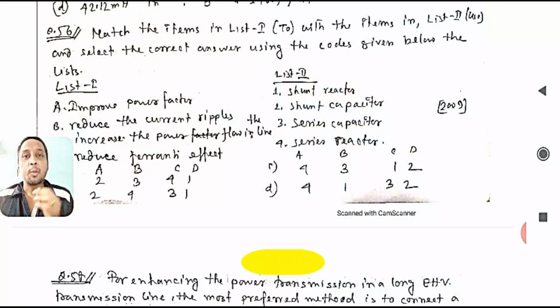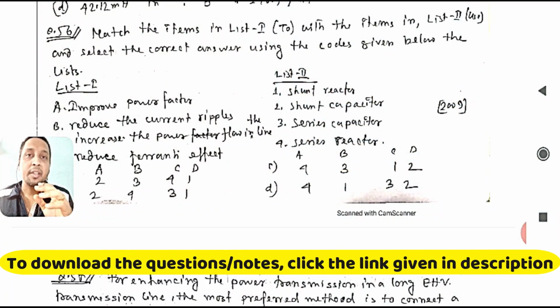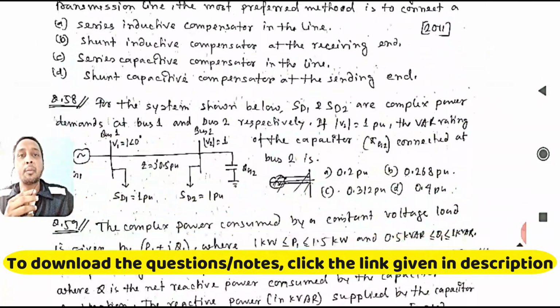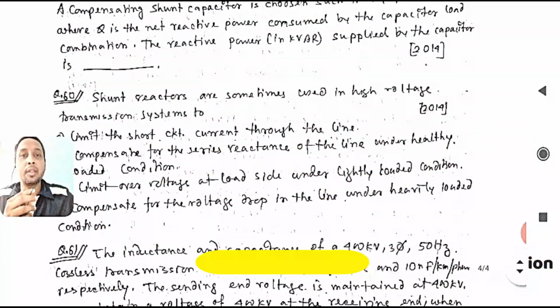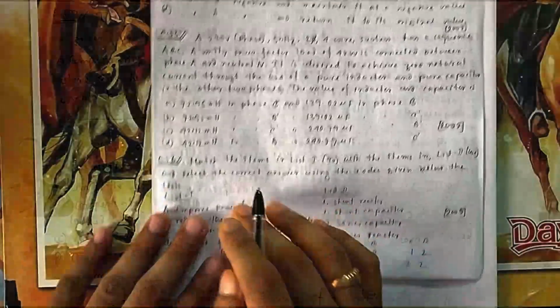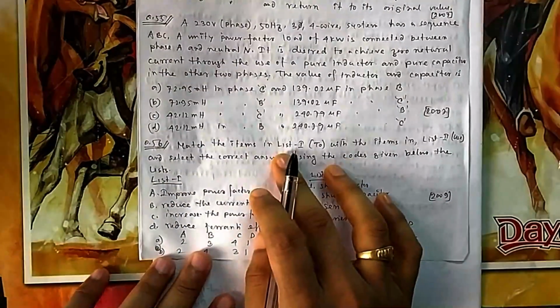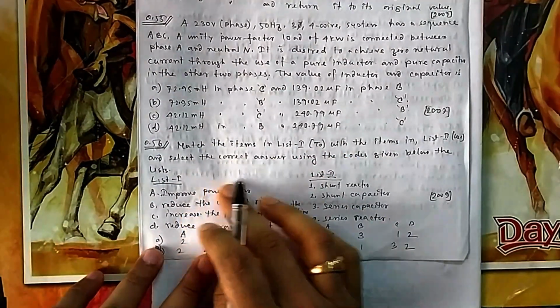Okay students, welcome you all to this new lecture in the GATE Power System series. Today again we will be solving 5 questions, starting from question number 56 up to question number 60. Okay, let's try to solve these questions. If you see question number 56, match the item in list 1 to the item in list 2.